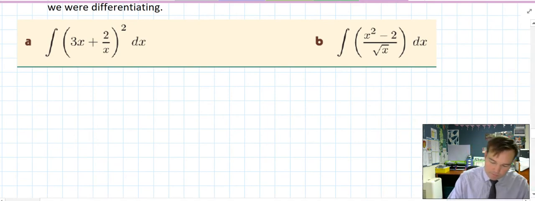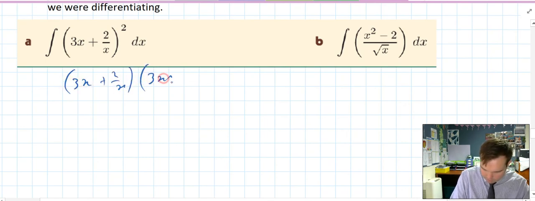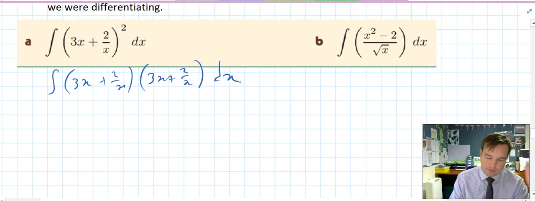Alright, so here we think about the squared. Now please, please don't write 9x squared plus 4x squared. Remember that anything squared is a pair of brackets, 3x plus 2 on x, bracket, bracket, 3x plus 2 on x. Integral dx. You can do any sort of algebraic manipulation between the integral and the dx.